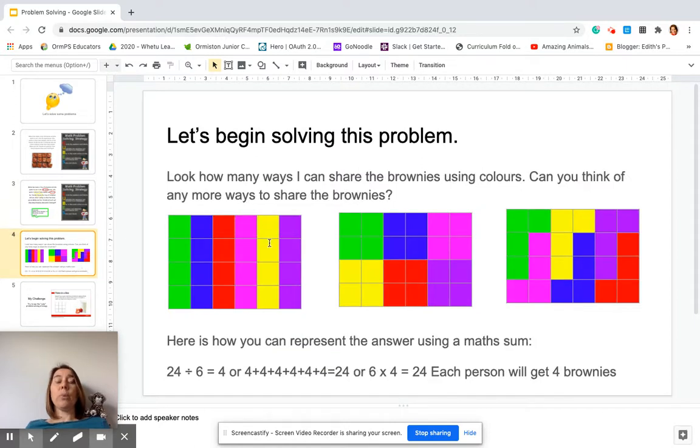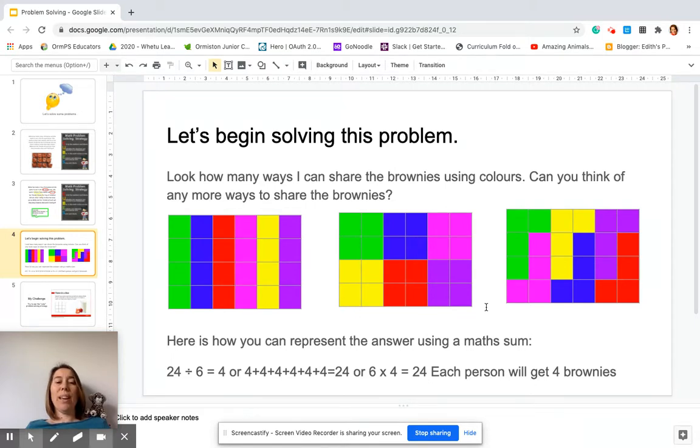Well, here we go, boys and girls. I drew a tray and I made 24 blocks because I knew she wanted to cut it into 24 equal pieces. I then used my pencil crayons and colored in different ways to share out the brownies. Can you think of more ways to share the brownies?